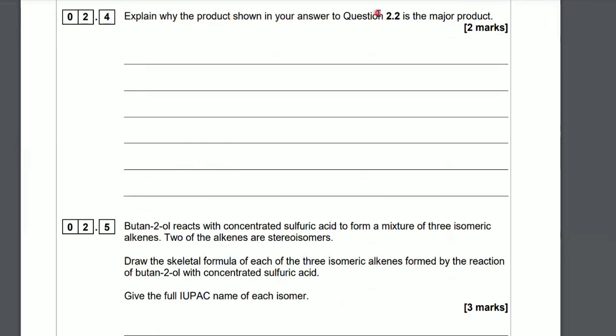Okay, 2.4. Explain why the product shown in your answer to 2.2 is the major product. So why is it that the major product forms? And I've already gone through this, right? So we're going to draw this out again just for the sake of it. So here is the major product.